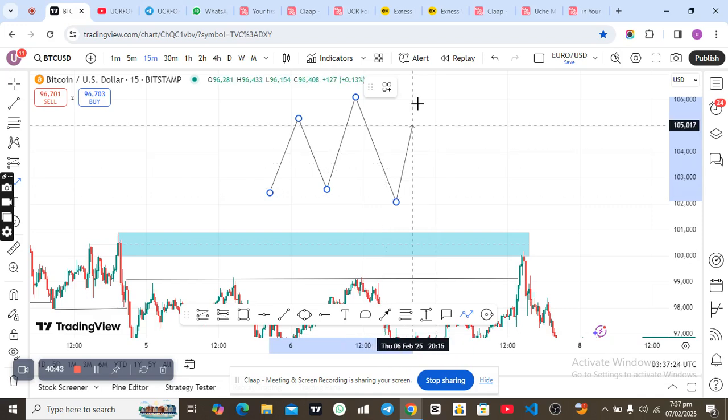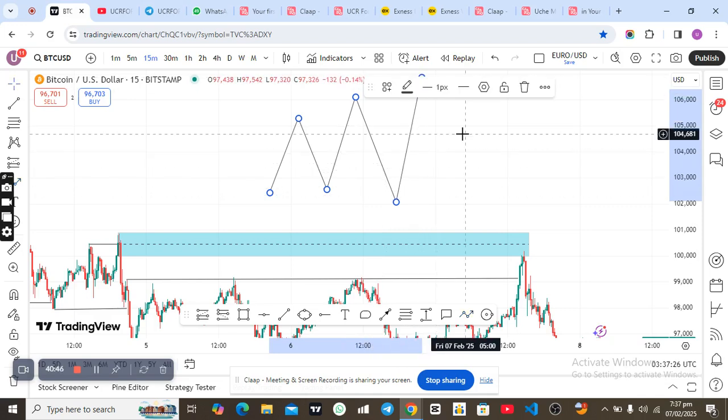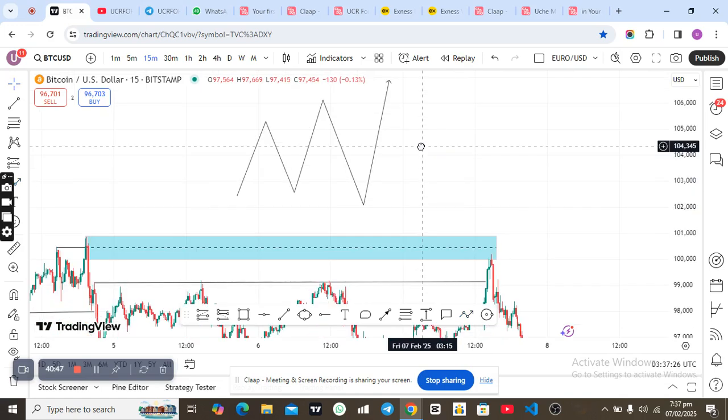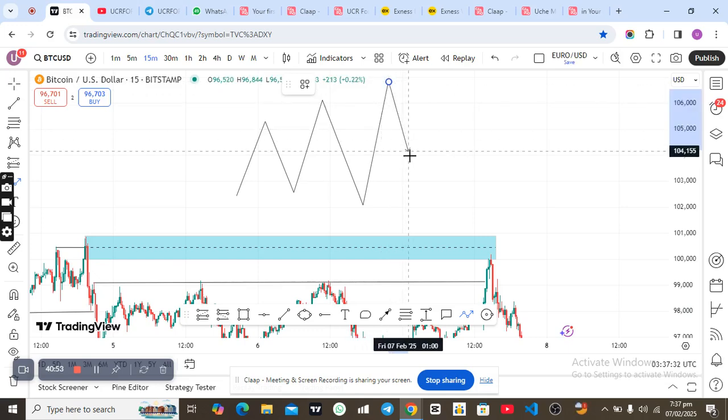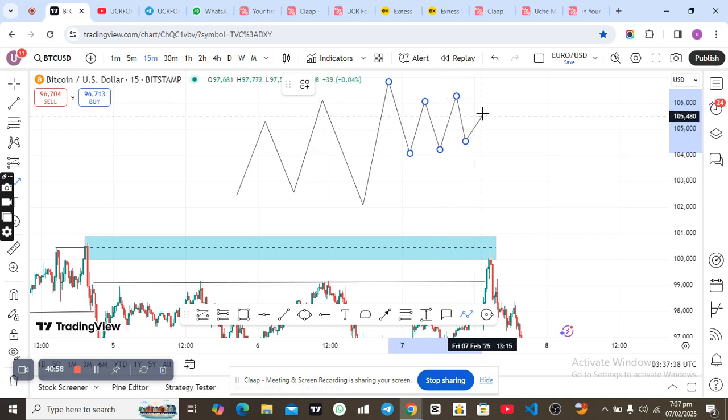Now the next thing for you to do is wait for the market to break to the upside. Immediately the market breaks to the upside, it will give you an added advantage. Now the next thing to do is wait for the build of liquidity. You need to wait for a trap. You need to wait for the market to build something that looks like this.